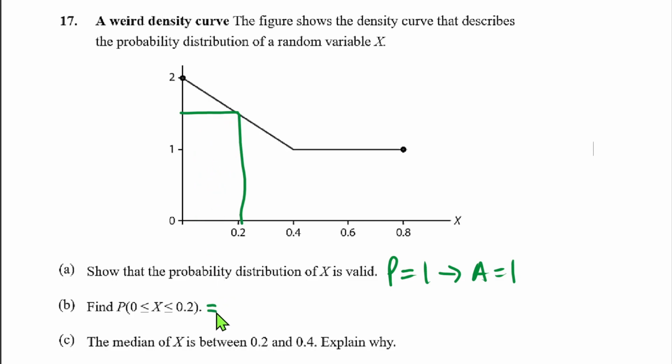That would look like base times height for the rectangle, plus 1/2 base times height for the triangle. The base of the rectangle is 0.2 and also the base of the triangle is 0.2. Now for the height, you have to think what this value is. Because this is a straight line, and it goes down from 2 to 1 between 0 and 0.4, and 0.2 is absolutely at the halfway mark, it is safe to assume that it will be at a height of 1.5.